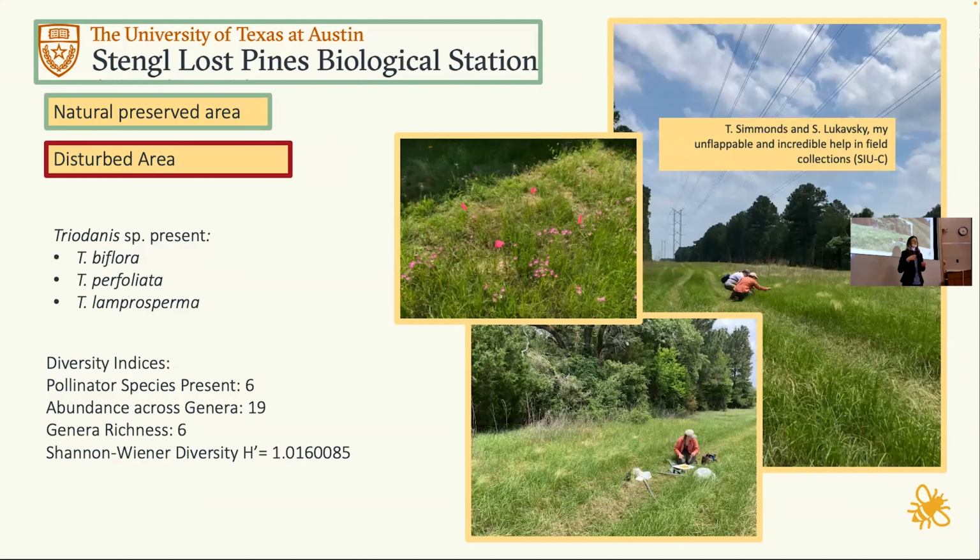So back to the Stengel Lost Pine site. Here was the only site where we found Triodanis lamprosperma and were able to collect pollinators there. The Stengel Lost Pine site was really interesting because it was the first time that we got to observe pollinators and observe their habit.